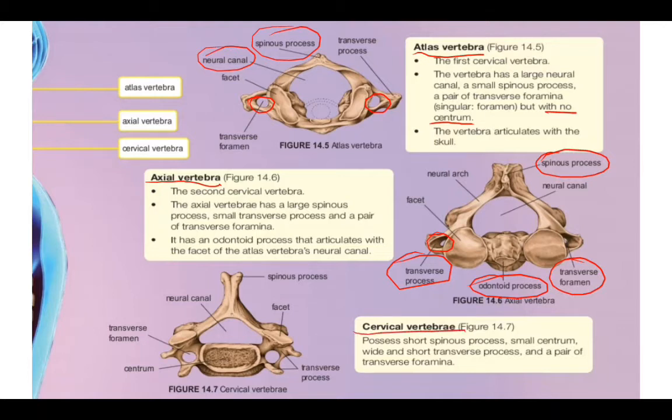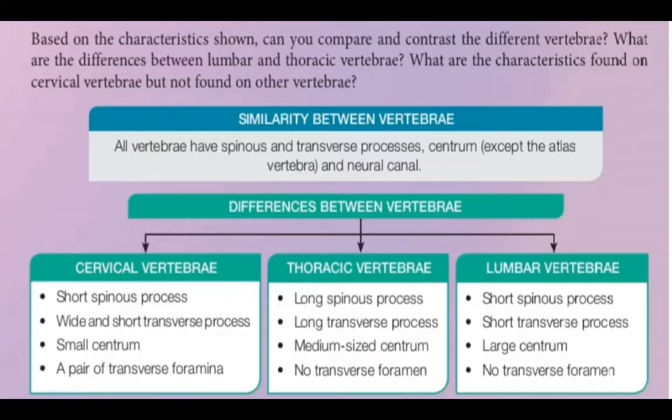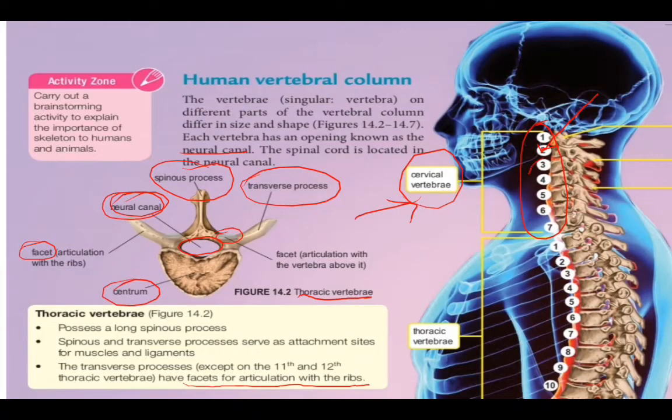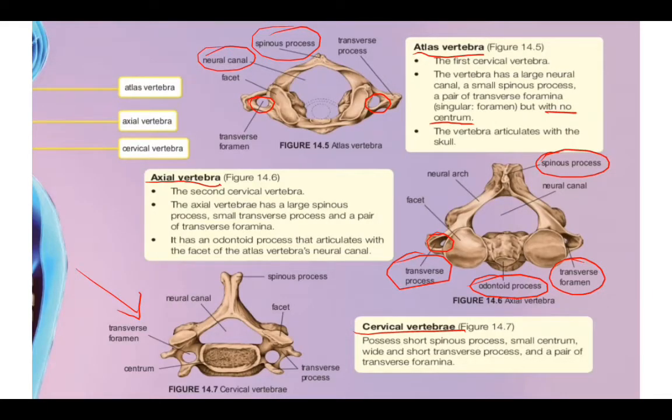Cervical vertebrae possess a short spinous process, small centrum, wide and short transverse process, and a pair of transverse foramina. Yang ini, ini adalah yang seterusnya, maksudnya yang ketiga sampai yang ketujuh. Cervical vertebrae daripada yang ketiga sampai yang ketujuh, dia punya properties adalah seperti ini. Dia ada short spinous process, small centrum, wide and short transverse process, and a pair of transverse foramina. Di sini ya, a pair of transverse foramina.